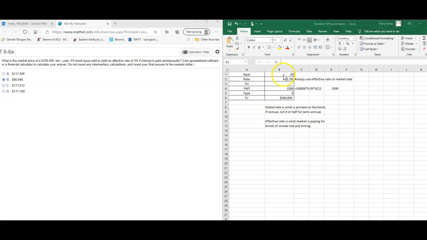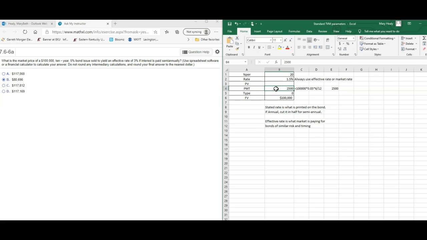And so I typed in the number of periods is 20 because it's 10 years, twice a year. The rate is usually given to us as an annual rate, so I took the 3%. You always use the effective rate to do the discounting. I cut that in half because it's every 6 months, so 1.5%. I'm going to search for PV payment.